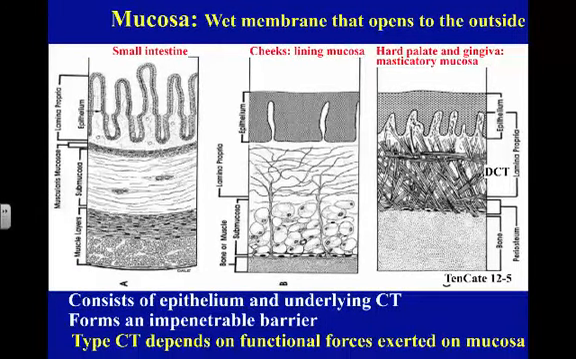So here we can see different types of epithelium, from the small intestine, which is columnar, to the cheeks, which is really non-stratified squamous, non-keratinized.